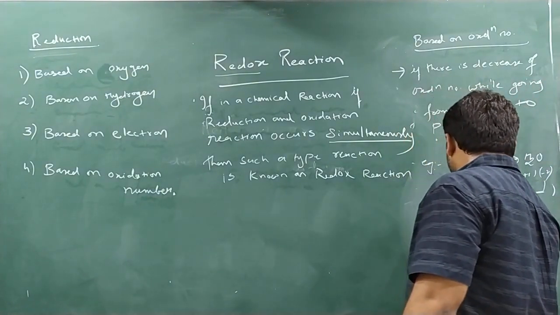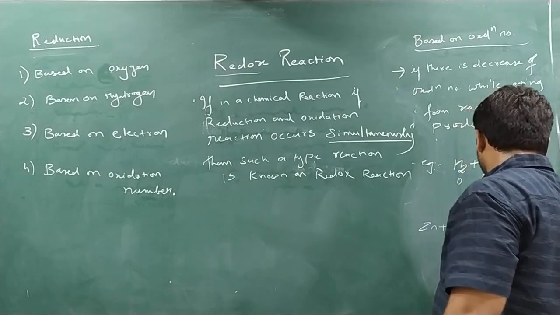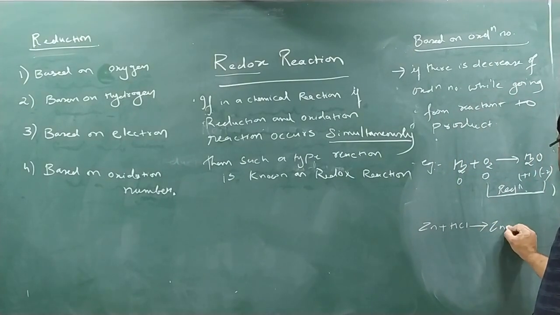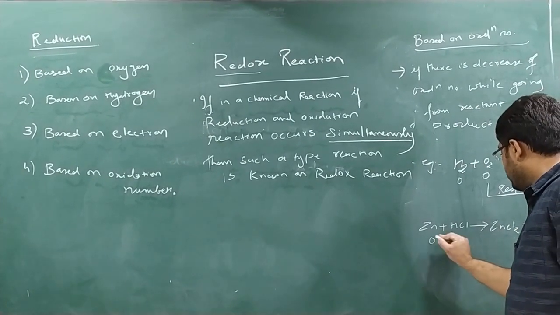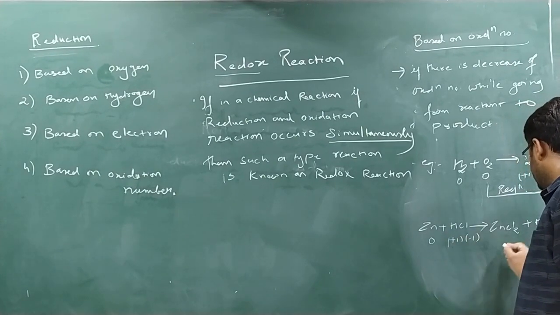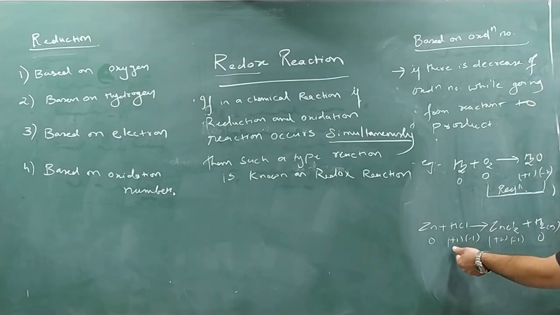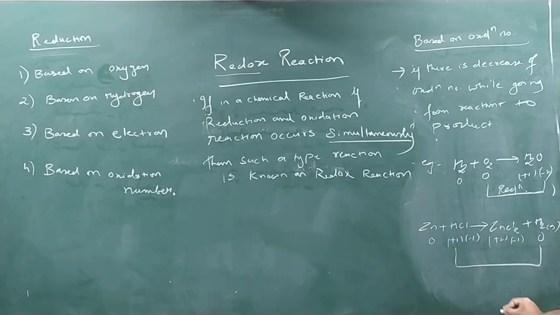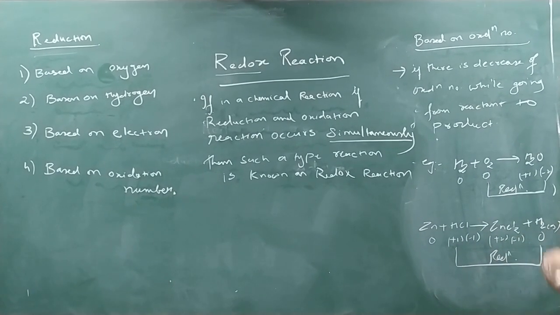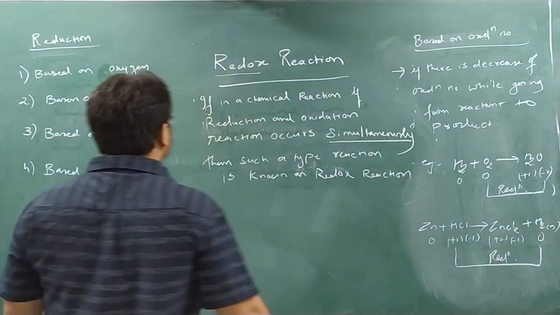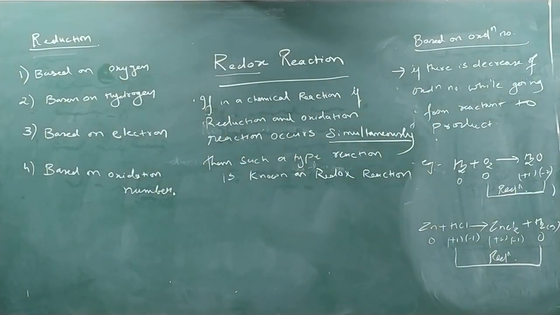Okay, next example you can write down: Zn plus HCl gives ZnCl2 plus hydrogen gas. You can see the oxidation numbers are 0, plus 1, minus 1, here plus 2, minus 1, and 0. The hydrogen oxidation number is plus 1 in HCl, but in hydrogen gas it is 0. So there is a decrease, plus 1 to 0. So this reaction is known as a reduction reaction. So these are the definitions of oxidation and reduction separately.